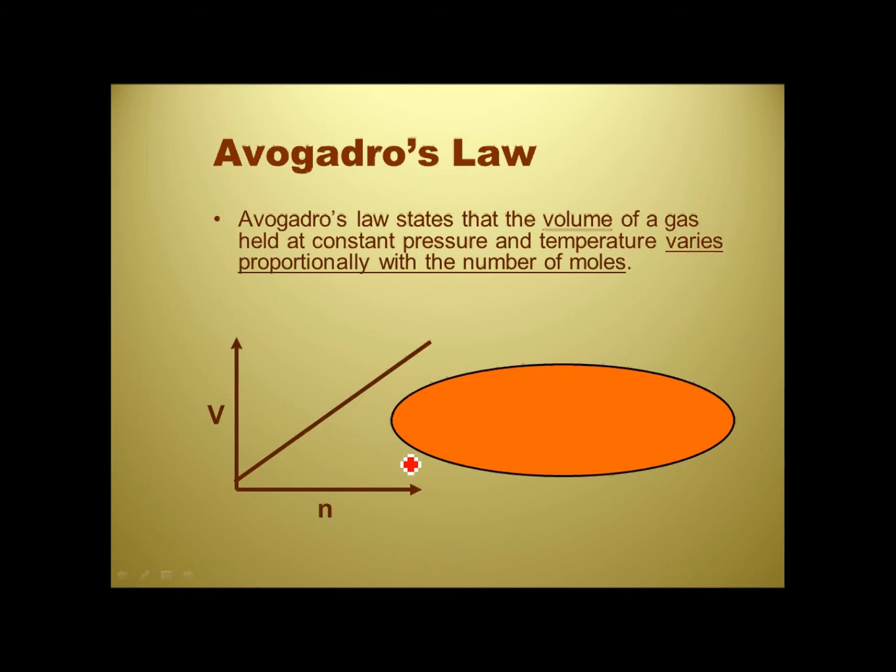Another concept here, along with this, is the idea that this is a proportional relationship. I think I mentioned that on the last slide, but take a look at this graph of volume versus number of moles. It's definitely a direct proportion. It's a straight line graph.